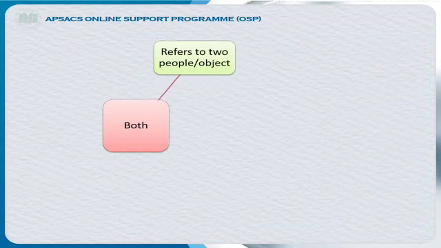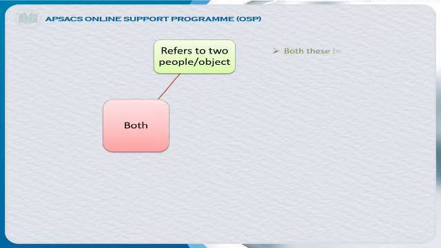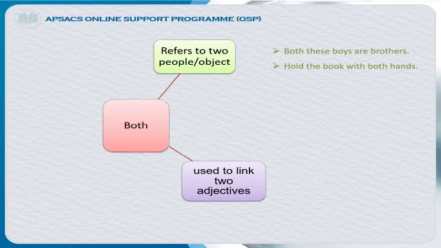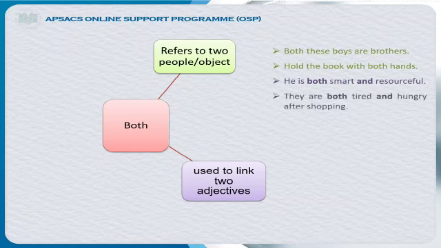Now let's talk about both. Now both refers to two people or objects. For example, both these boys are brothers. Hold the book with both hands. Both is also used to link two adjectives. For example, he is both smart and resourceful. They are both tired and hungry after shopping.